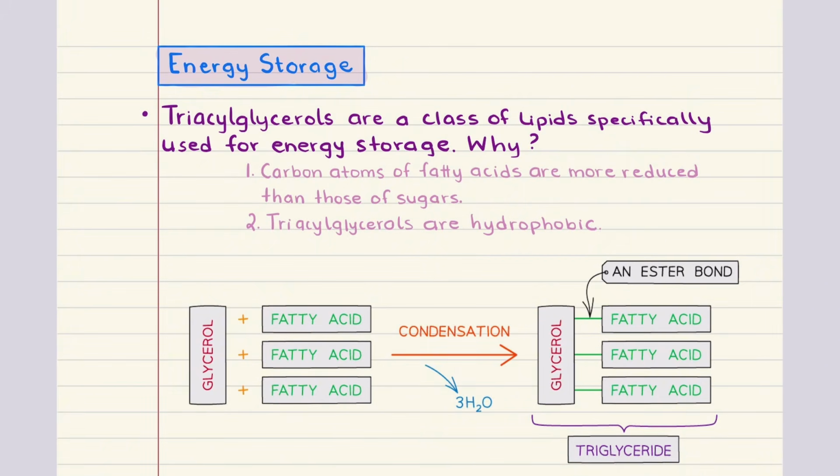The main lipids that are responsible for storing energy in the body are called triacylglycerols, also known as triglycerides. These are specifically built for long-term energy storage, and here's why they're so efficient. First, the carbon atoms in fatty acids are more reduced than the carbons in sugars. So that means they yield more energy per unit when they're oxidized. Second, triacylglycerols are hydrophobic, so they don't carry water weight with them. This makes them much more compact and efficient for storage compared to carbohydrates like glycogen, which are heavily hydrated.